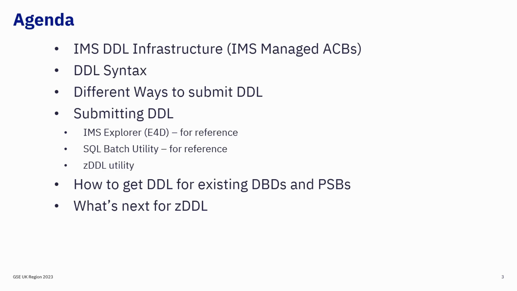And then the very new way of submitting DDL that almost everybody loves is this zDDL utility, and that's the focus in this particular section, and I'll talk about that. And then one of the questions we often get asked is, I've got DBDs and PSBs in IMS. We've had them for decades. How can I convert those to DDL? The DBDs and PSBs are in assembler macros. How do I convert those to DDL? So I'll talk about that for a little bit.